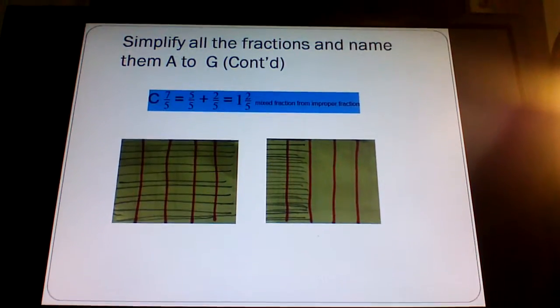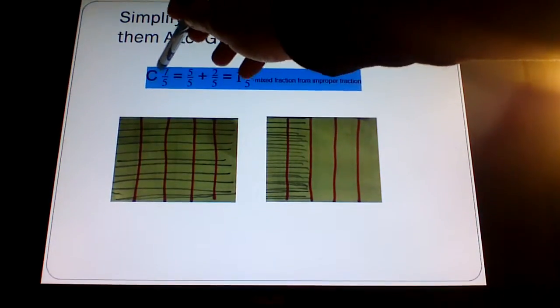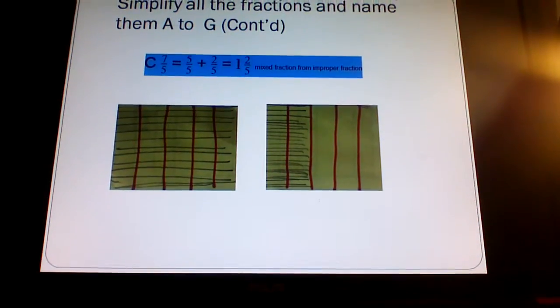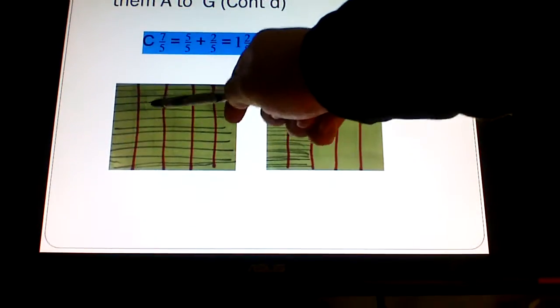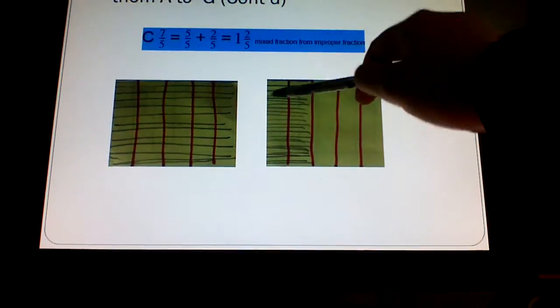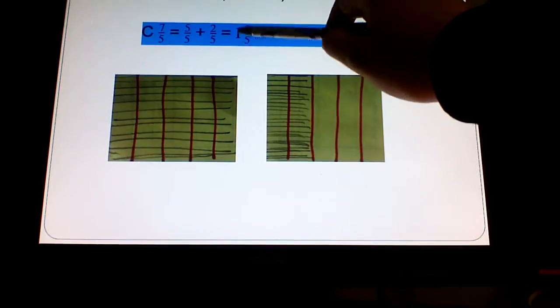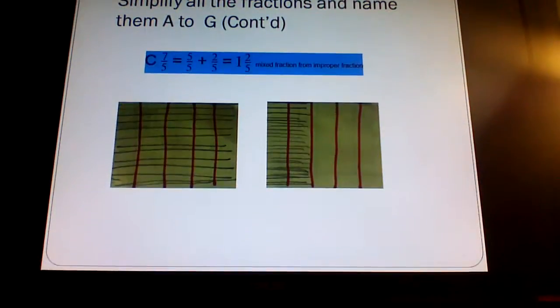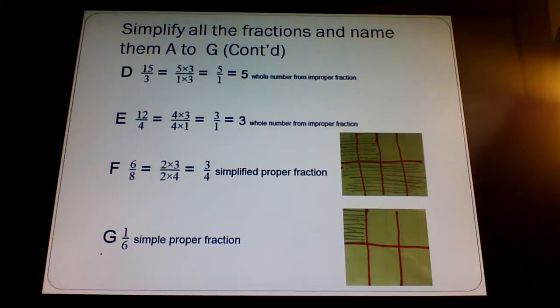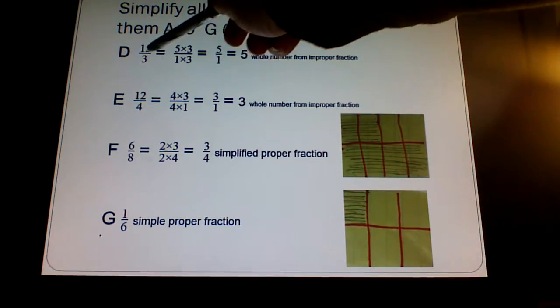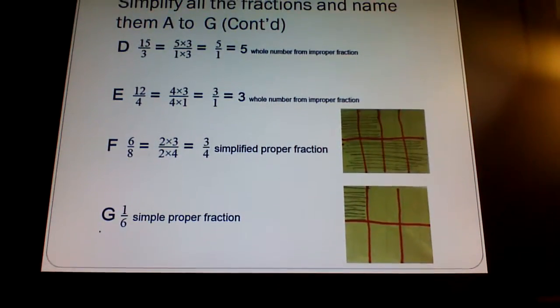The next fraction can be named C, 7/5. As shown here, 7/5 is 5/5, all the 5 out of these 5, and only 2 out of these 5, which is one whole and 2/5. So this has a value of more than 1. It's a mixed fraction.